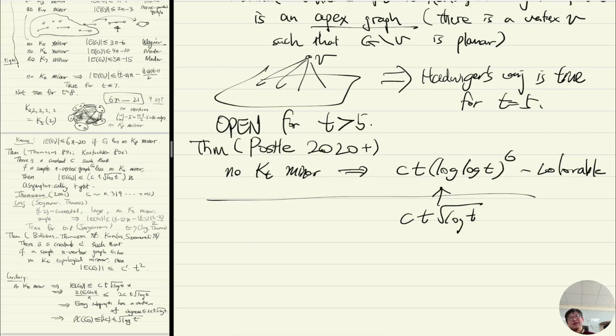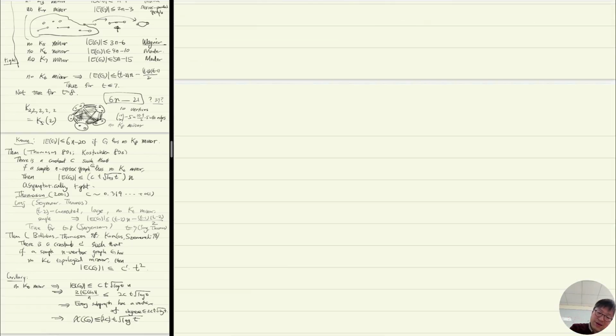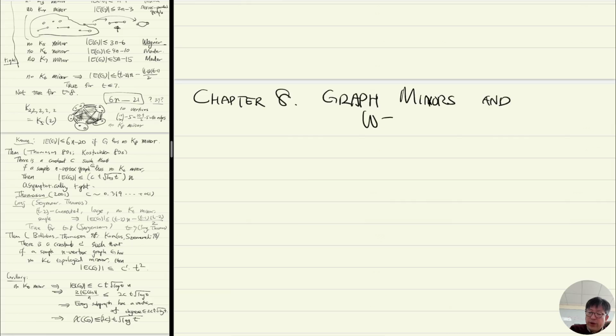All right. Now, the next topic is graph minors. I don't know whether the numbers are correct, but graph minors and well-quasi-ordering.